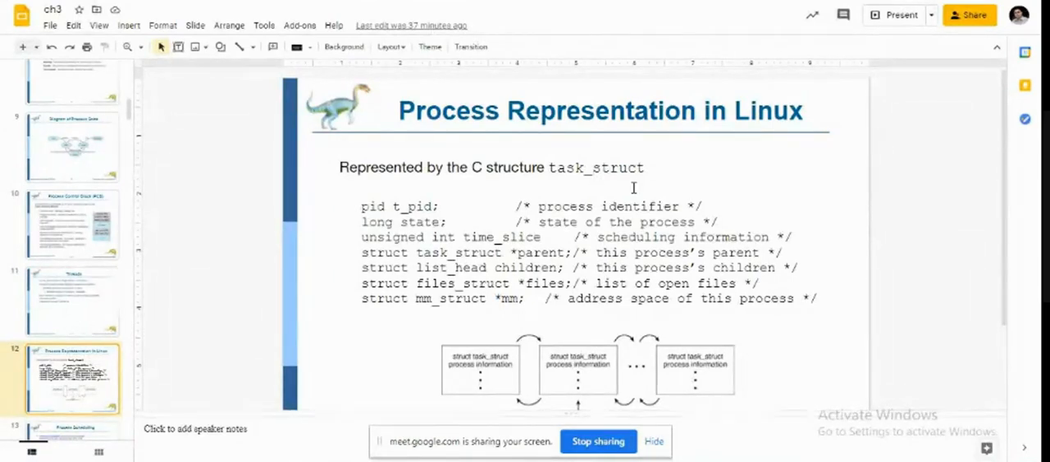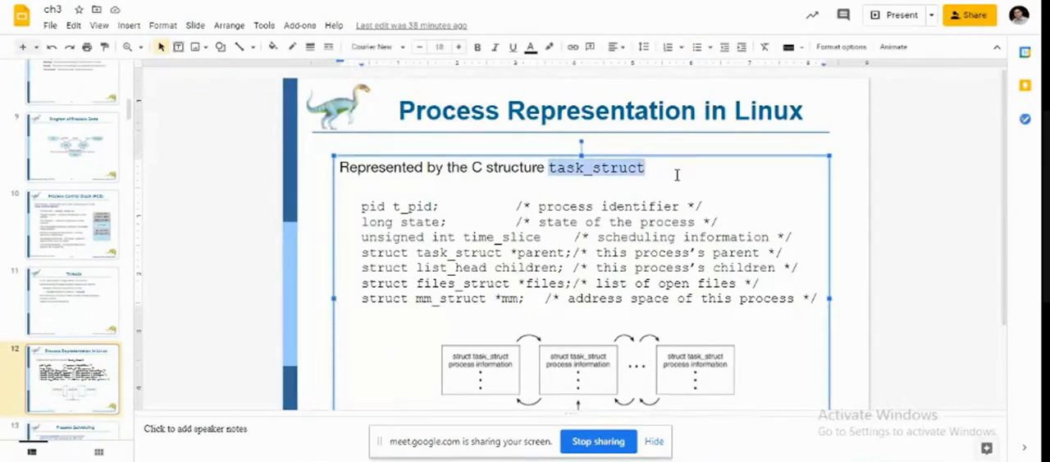So if you want to create your own process, then you can create the process by using a structure. Programming point से करना है तो you can create a structure, and in the structure you can create these many variables: PID, process ID, long status or state of the process, ready state, executing state, IO waiting state, whatever. Time slice, what is the time slice information for a process? Struct task_struct parent, who is the parent of this process, how many children does the process have.